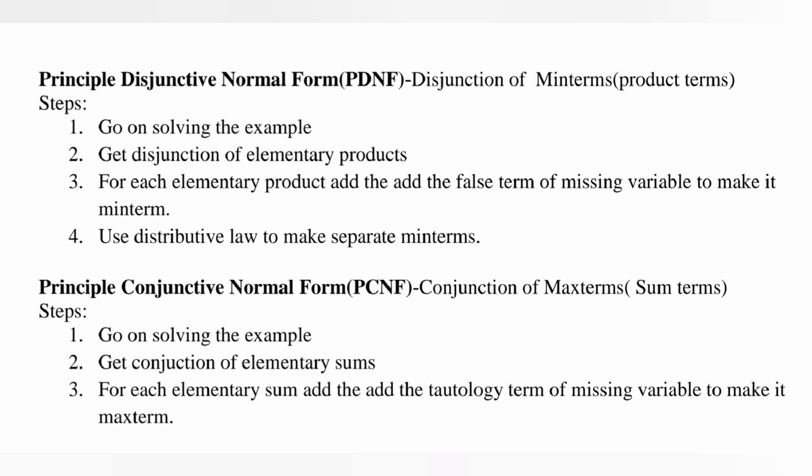Principal conjunction normal form means conjunction of the max terms. Again, first step is go on solving the example. Get the conjunction of the elementary sums. Third step is, for each elementary sum, add tautology terms of the missing variable to make it a max term.